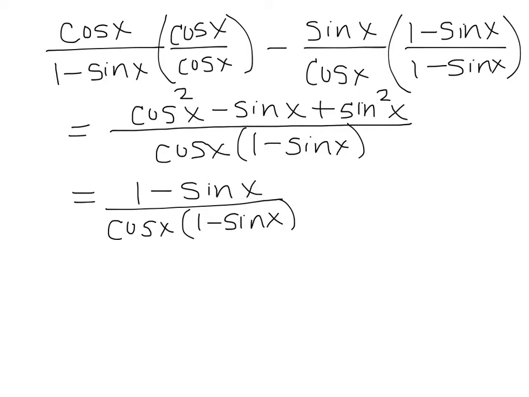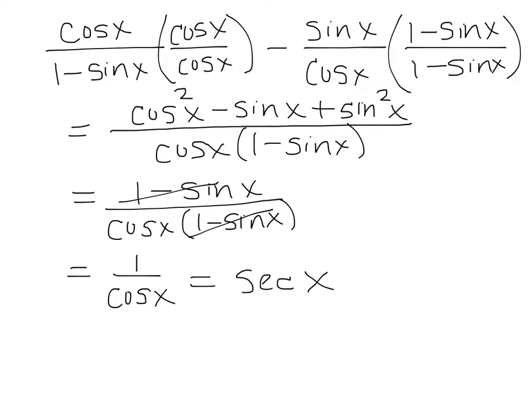Since we have a common binomial top to bottom of 1 minus sine x, we can cancel this 1 minus sine x with this one, leaving us with 1 over cosine of x. And 1 over cosine of x is equal to the secant of x. So by finding the common denominator and using a Pythagorean identity, I can simplify the original two fractions down to the secant of x.